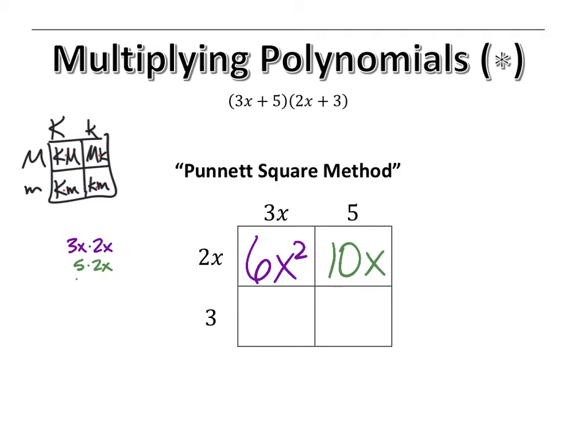First row on the bottom is going to be 3 times 3x. Well, that's 9x, easy. And the last one is going to be 3 times 5. That's 15.